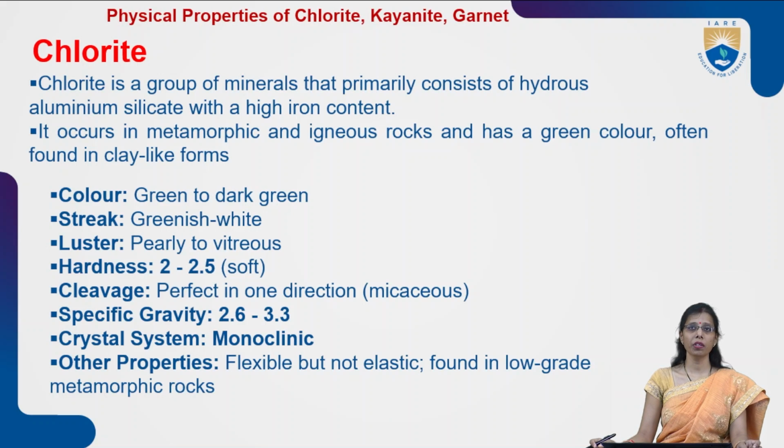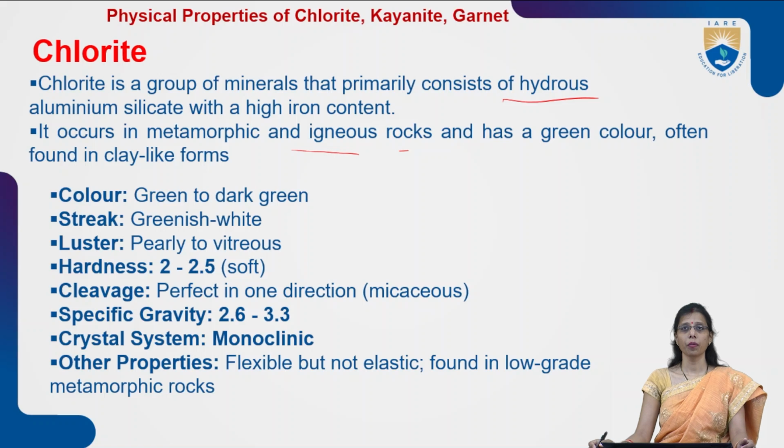So chlorite is a group of minerals that primarily consists of hydrous aluminium silicate with a high iron content, and it occurs in metamorphic and igneous rocks. I hope you remember what metamorphic and igneous rocks are. If you recall, igneous rocks are the rocks formed by volcanic eruptions with lava or magma, and a metamorphic rock forms when igneous rock, sedimentary rock or metamorphic rock itself goes through heat and pressure conditions.